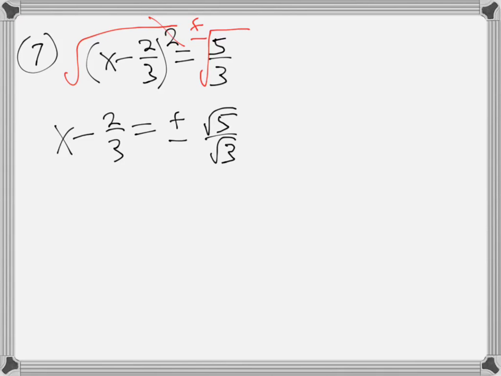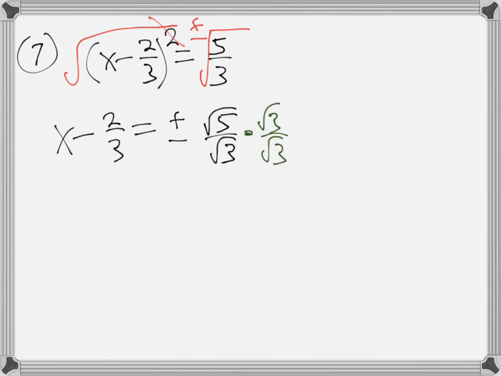Now, can we leave it that way? Remember, we can never leave roots in the bottom. Did you catch that from last night's homework? Never leave roots in the bottom. How do I get rid of that root from the bottom? Yeah. Multiply top and bottom by root 3. Remember that last night's homework? Same thing here.